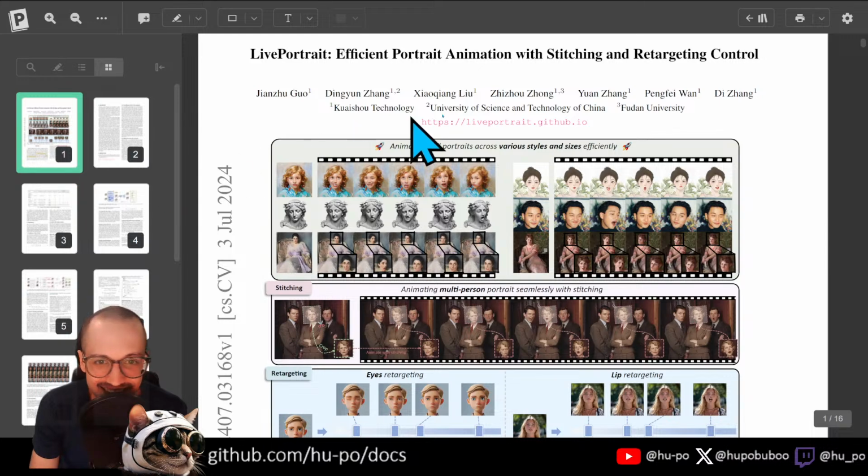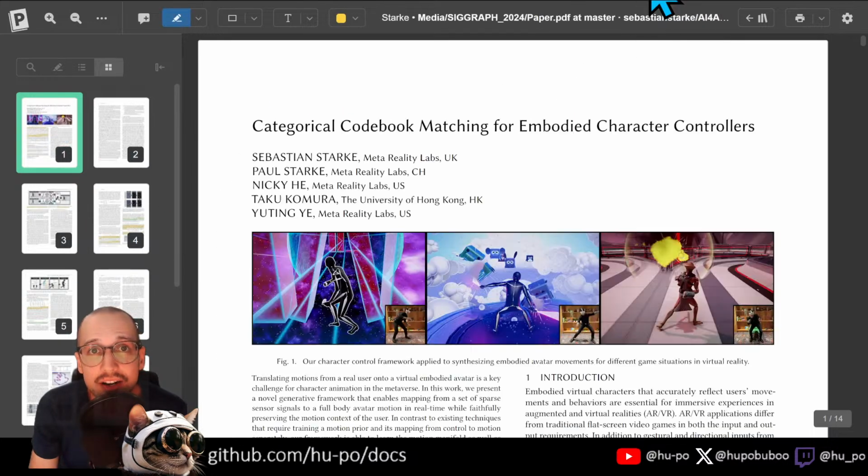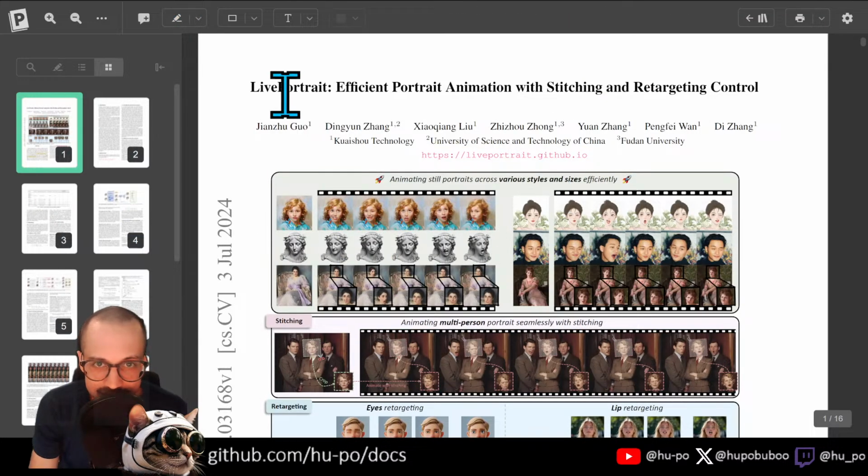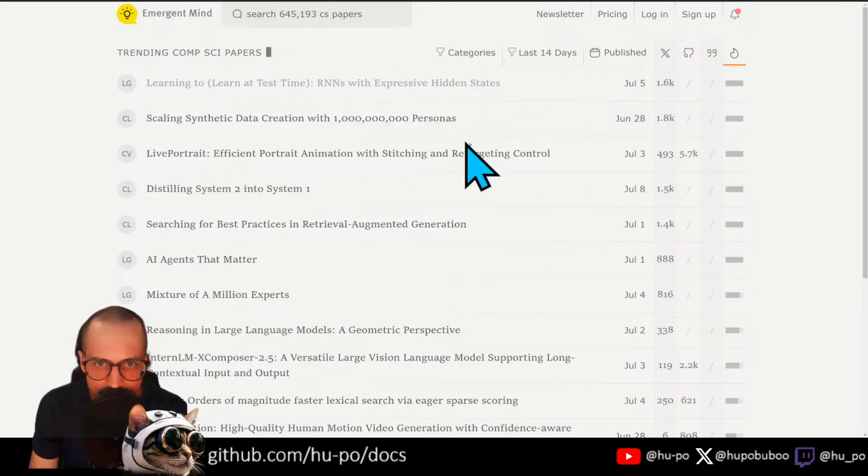All right, I think there's two more. Got like 20 minutes left here, so let's go over these two because I thought these were kind of cool. These are completely unrelated to almost anything we've talked about. This is LivePortrait, efficient portrait animation with stitching and retargeting control. This one was also very popular.